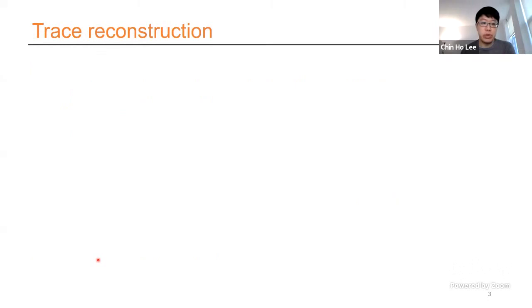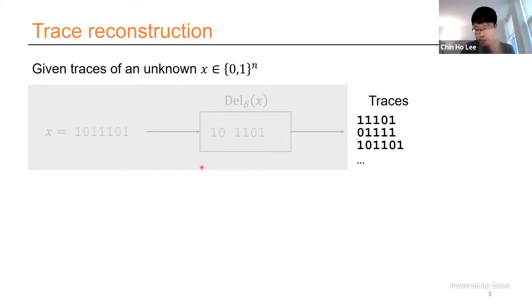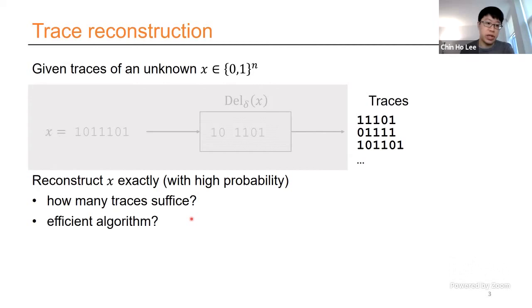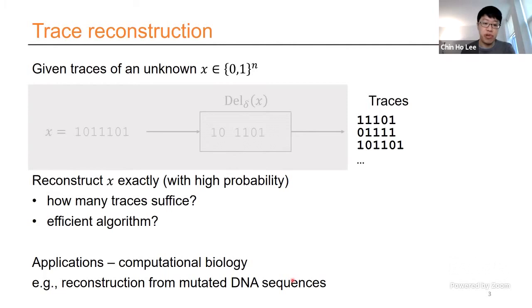So what's the trace reconstruction problem? The problem is that you are given some traces of an unknown n-bit string X. So you only get to see the right-hand side here. And then the goal is to reconstruct X exactly with high probability over the deletion channel. So one question to study is how many traces are sufficient to recover X? And if so, is there an efficient algorithm to achieve this task? Just to give you some motivation, this problem has some applications in computational biology where the traces correspond to some mutated sequence. So you're given some mutated DNA sequences and then you want to reconstruct the original DNA sequence from these mutated ones.